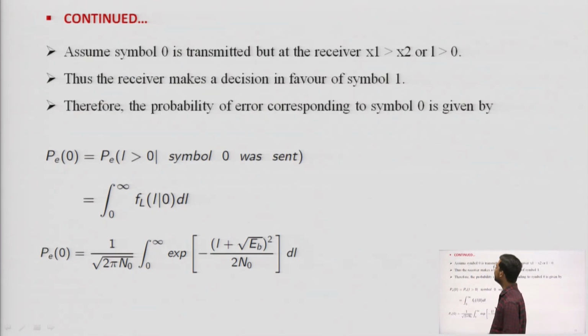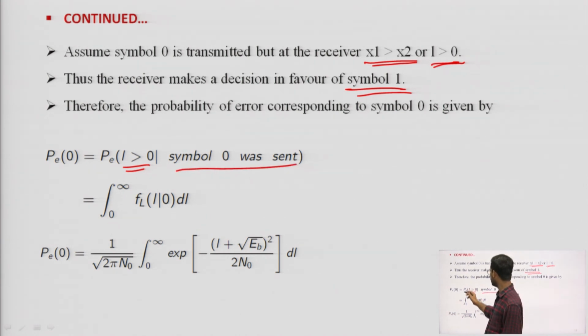Assume symbol 0 is transmitted, but at the receiver I get x1 greater than x2, or L greater than 0, that is, I get 1. Thus, the receiver makes the decision in favor of symbol 1. If I am sending 0, the receiver is making a decision of symbol 1. Therefore, the probability of error corresponding to symbol 0 is the probability of L greater than 0, given symbol 0 was sent. So, I integrate the PDF of L over L greater than 0.